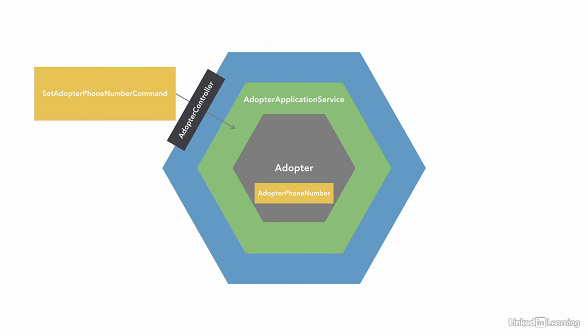The adopter controller will initially receive the command as part of the HTTP request, which in turn uses the newer handler that we'll implement. Finally, we'll modify the RescueDB context to tell Entity Framework Core to flatten the structure of the adopter entity when persisting it.